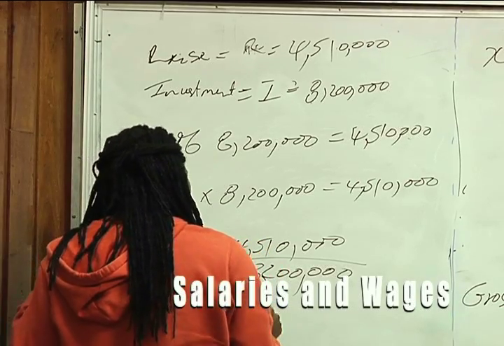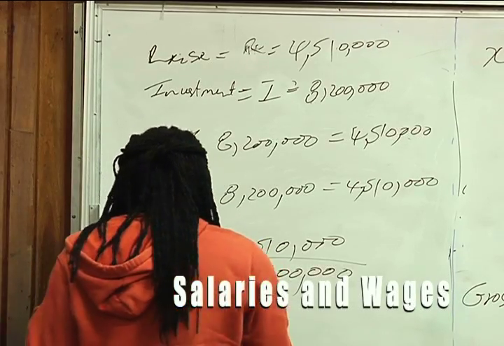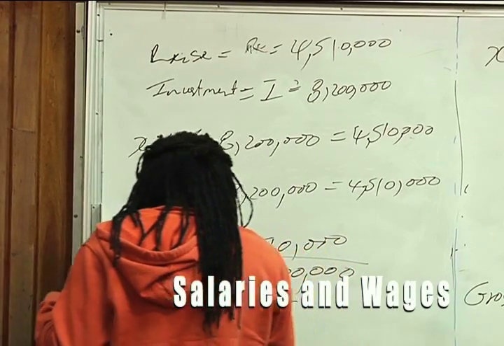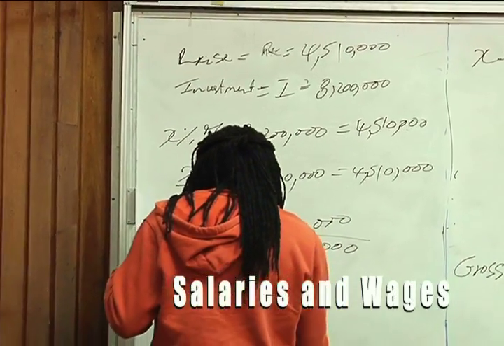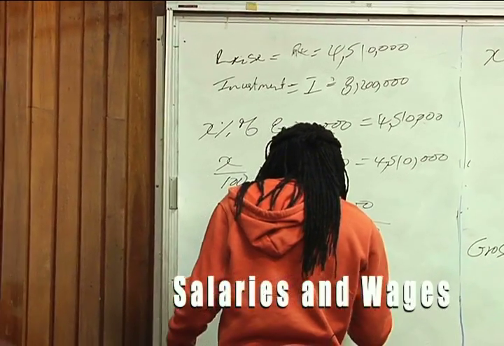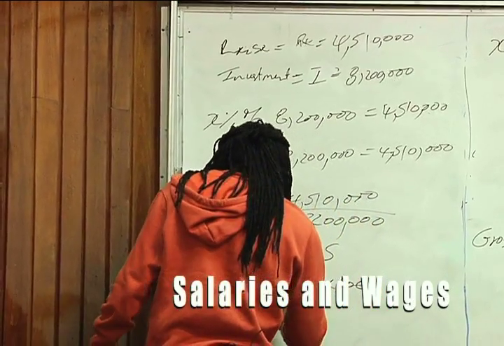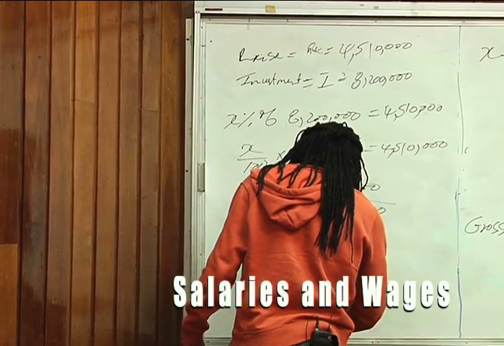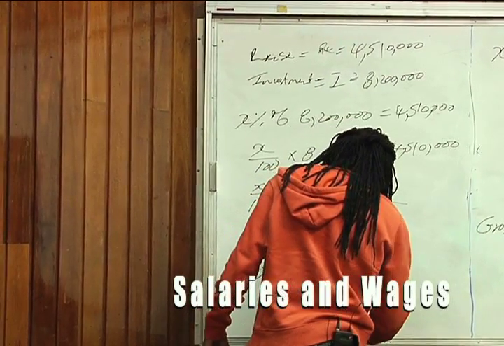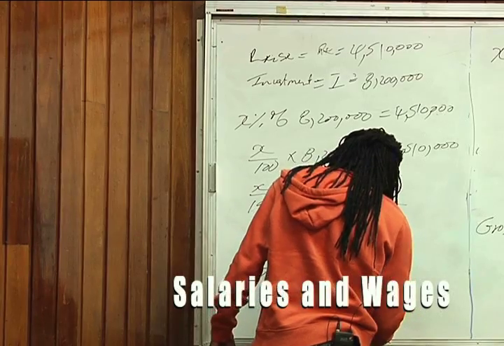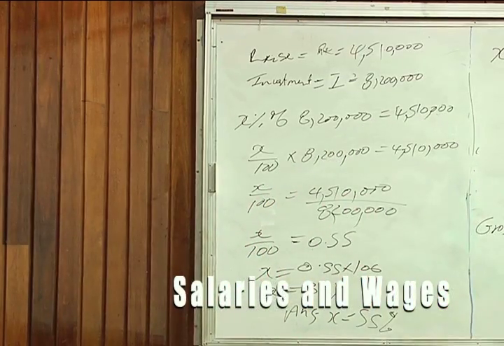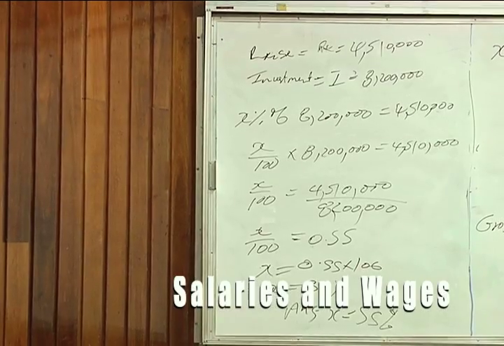That means x over 100 equals 0.55. So x equals 0.55 times 100. That means x equals 55 what? x equals 55%. So you have to charge a 55% rate. Do you understand that?